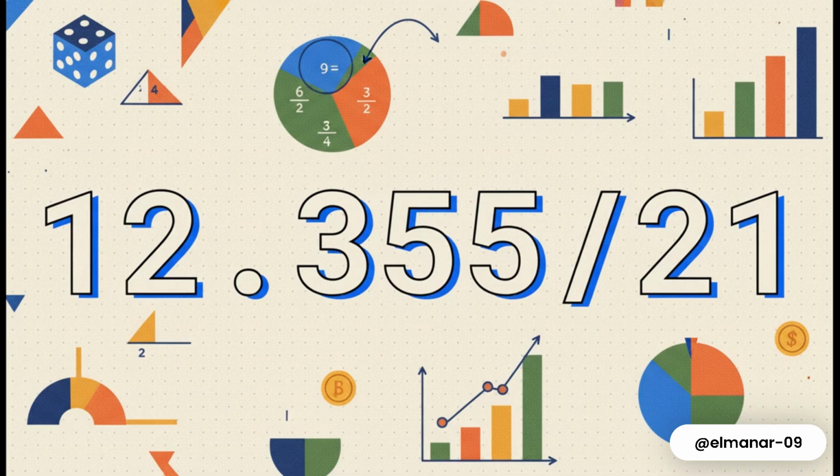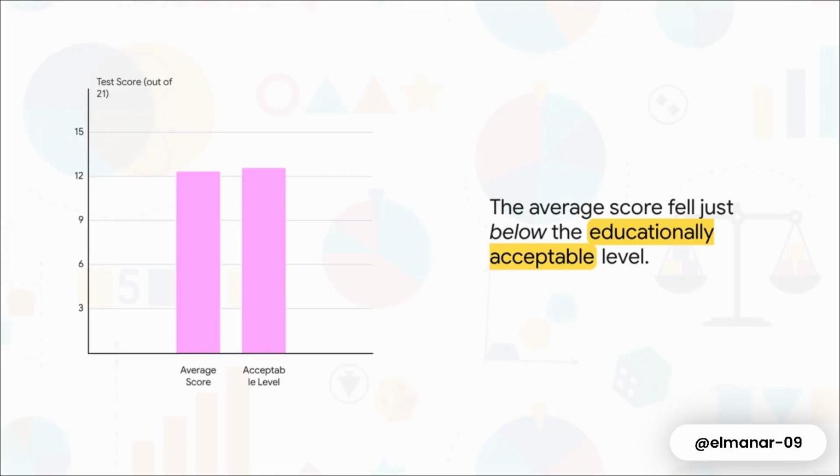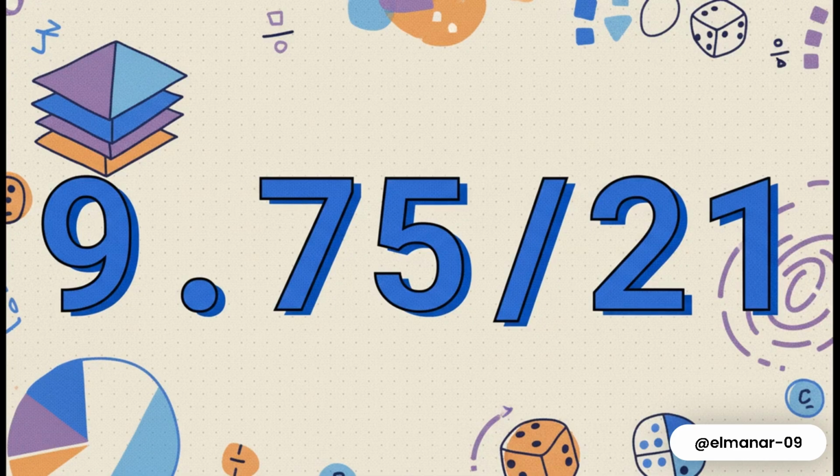Okay, so what does that number really tell us? Well, as this chart shows, the educationally acceptable level for this test was set at 12.6, which is basically a 60% score. The average score fell just a little bit below that. So, on the whole, students were finding probability pretty challenging. But the real shocker came from the second test. On the test for proportional thinking, that foundational skill with fractions and ratios, the average score was a striking 9.75 out of 21. This wasn't just low, it was way lower than how they did on the probability test.